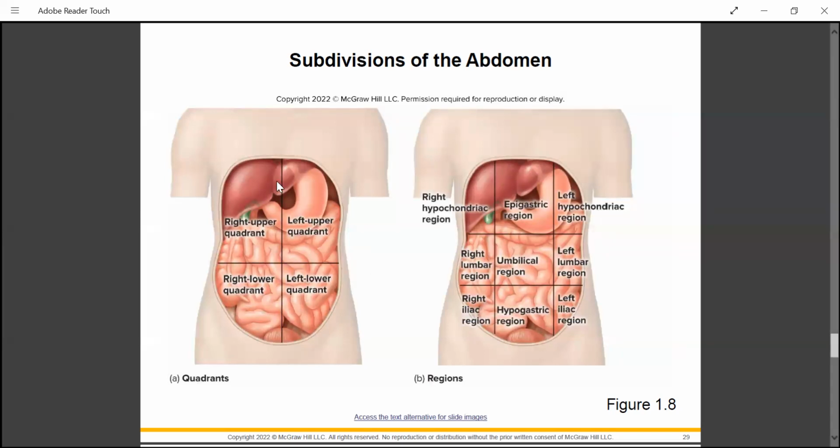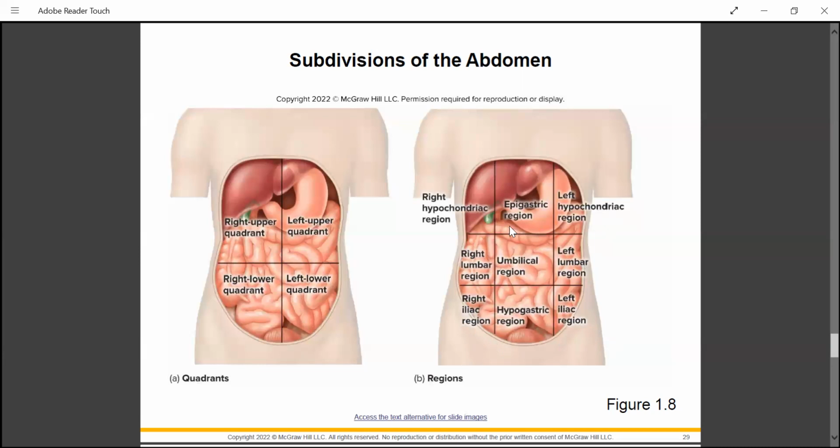There's a lot going on in the abdomen. So discussing it in quadrants is a way to be a little bit more specific and help everyone narrow in on what we're talking about. The regions is a more advanced breakdown or a more specific breakdown. So you see we have the epigastric region, the umbilical region, and the hypogastric region in the center. Up top here, we have the right hypochondriac and the left hypochondriac. And then down low, we have the right iliac and left iliac. And then in the middle, we have our right and left lumbar regions.